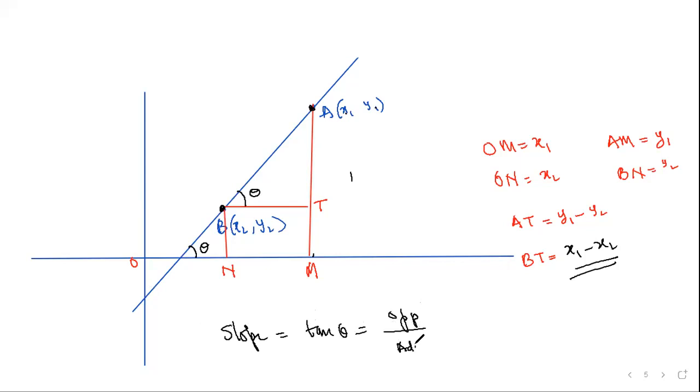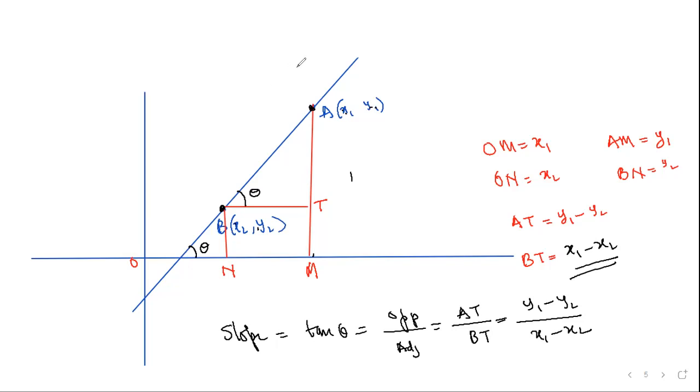Opposite side is y1 minus y2. Adjacent is x1 minus x2. So slope is the difference of the y coordinates divided by the difference of the x coordinates. But the order should be maintained. Which you are taking first, which you are taking second, that is to be maintained.